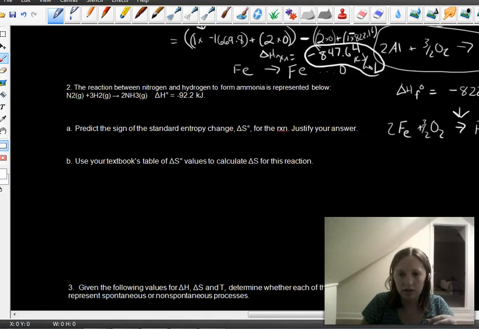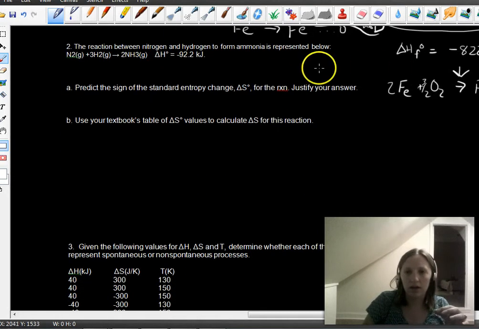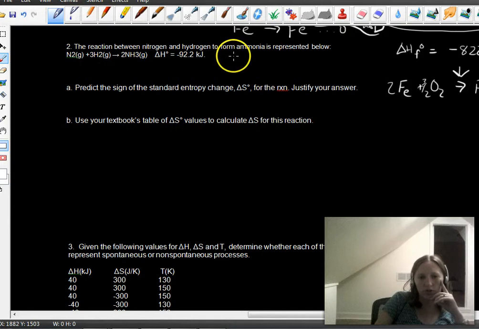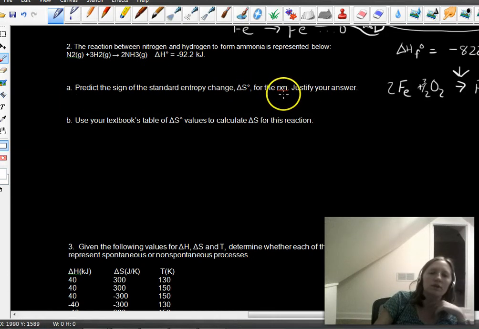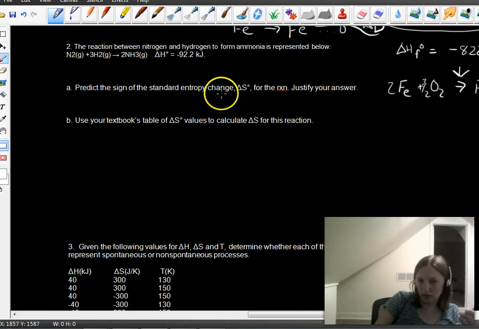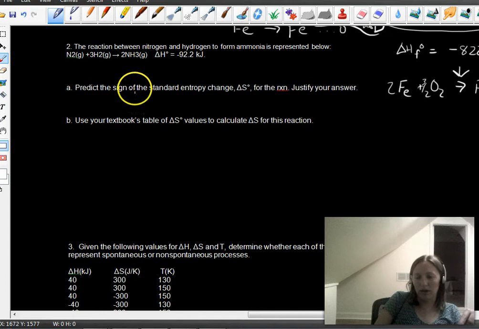All right, the reaction between nitrogen and hydrogen to form ammonia is represented below. Here it is: nitrogen, hydrogen, ammonia. And the delta H of this is negative 92.2 kilojoules in standard conditions. Predict the sign of the standard entropy change for the reaction and justify your answer. This is a really common type of question, and they're asking for the sign, so is it positive or negative? Is the entropy going to increase or decrease when you're dealing with this reaction?